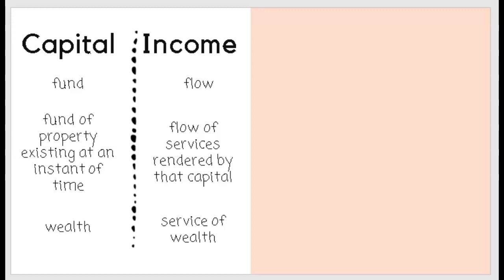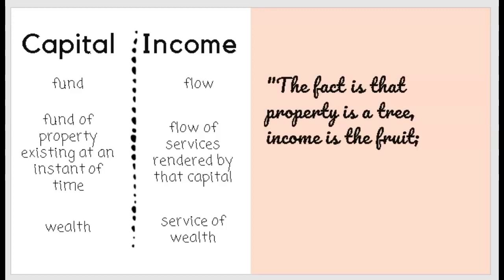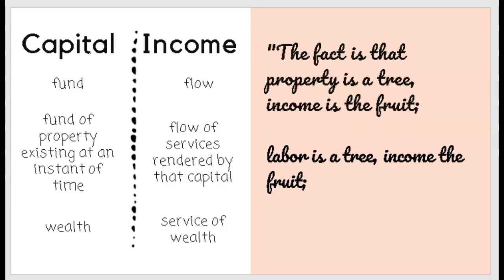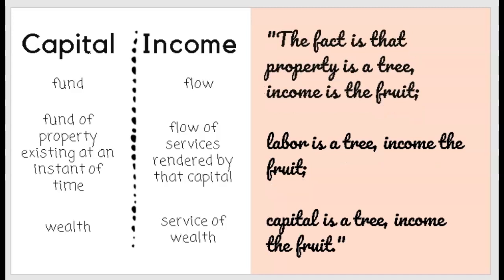The Supreme Court of Georgia expresses the thought in the following figurative language. The fact is that property is a tree. Income is a fruit. Labor is a tree. Income, the fruit. Capital is a tree. Income, the fruit.